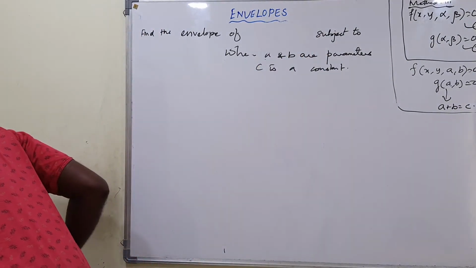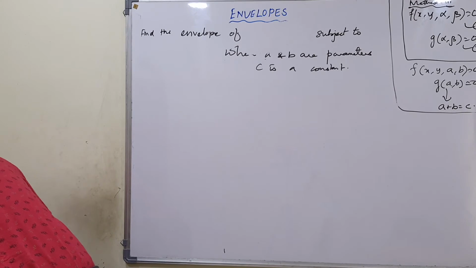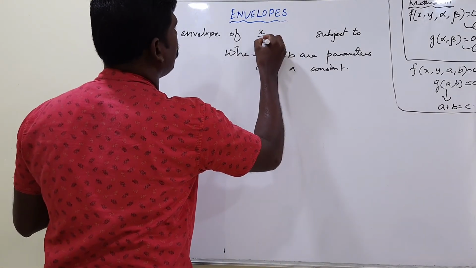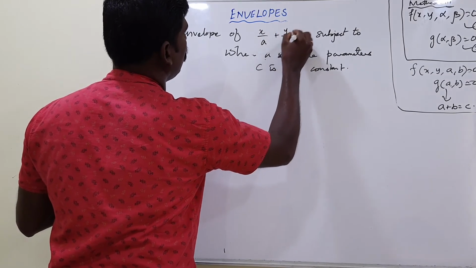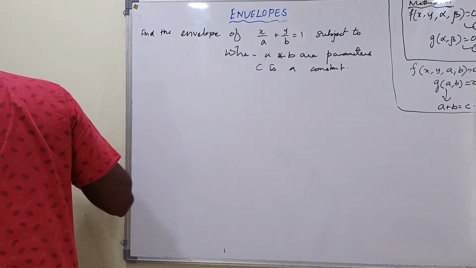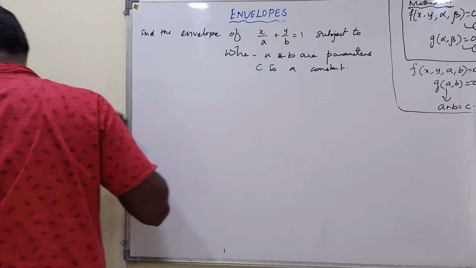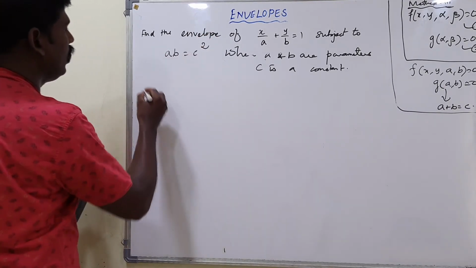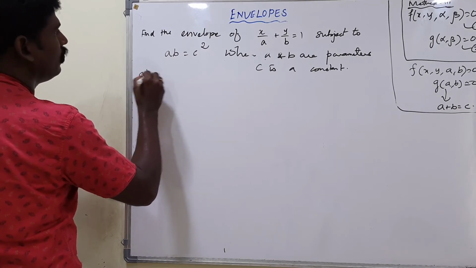The next problem is: find the envelope of x/a + y/b = 1 subject to ab = c². Okay, the solution is the same as before.